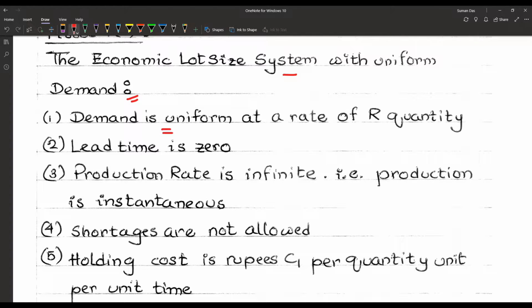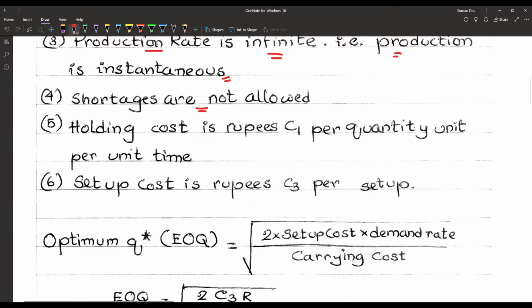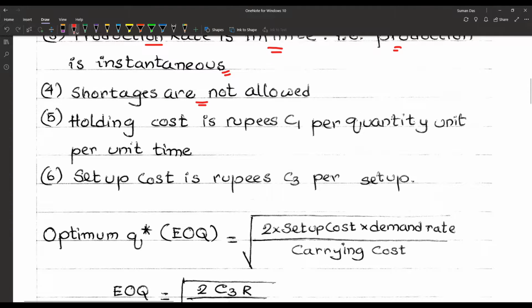Demand is uniform at a rate of capital R quantity. The lead time is 0. The production rate is infinite, that is, the production is instantaneous. Shortages are not allowed and holding cost is rupees C1 per quantity unit per unit time. The setup cost is rupees C3 per setup.